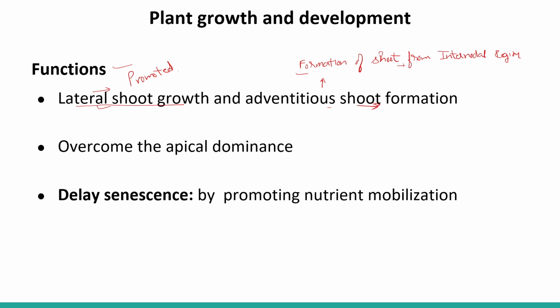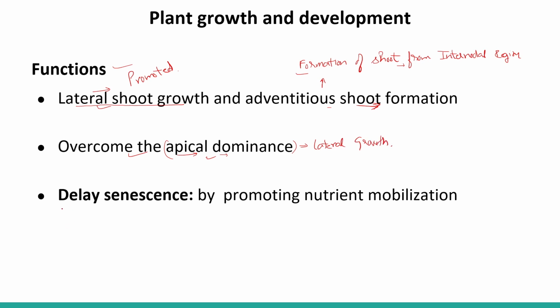Another role of cytokinin is to overcome apical dominance. Apical dominance is when the apical bud suppresses the growth of the lateral buds. Cytokinin does the reverse. It overcomes the apical dominance and promotes lateral growth.